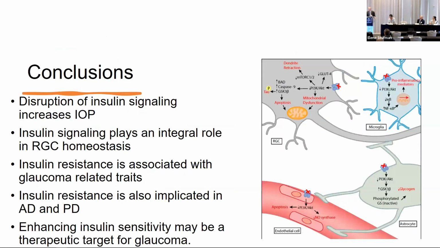So in conclusion, disruption of insulin signaling causes an increase in IOP. Insulin signaling plays an integral role in retinal ganglion cell homeostasis. Insulin resistance is associated with glaucoma-related traits. And what I haven't talked about is that insulin resistance is also implicated in other neurodegenerative diseases, Alzheimer's disease and Parkinson's disease, and a very high percentage of Alzheimer patients have type 2 diabetes. And enhancing insulin sensitivity may be a therapeutic target for glaucoma, and this is where my co-speakers will have some commentary.